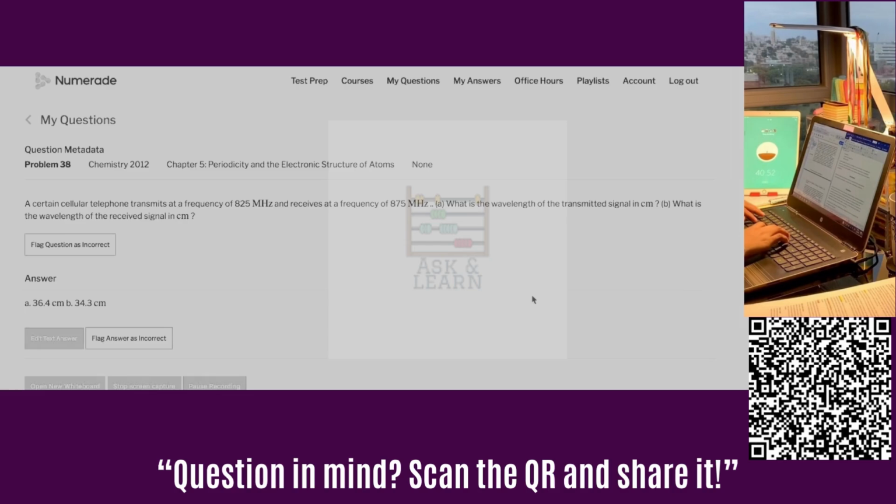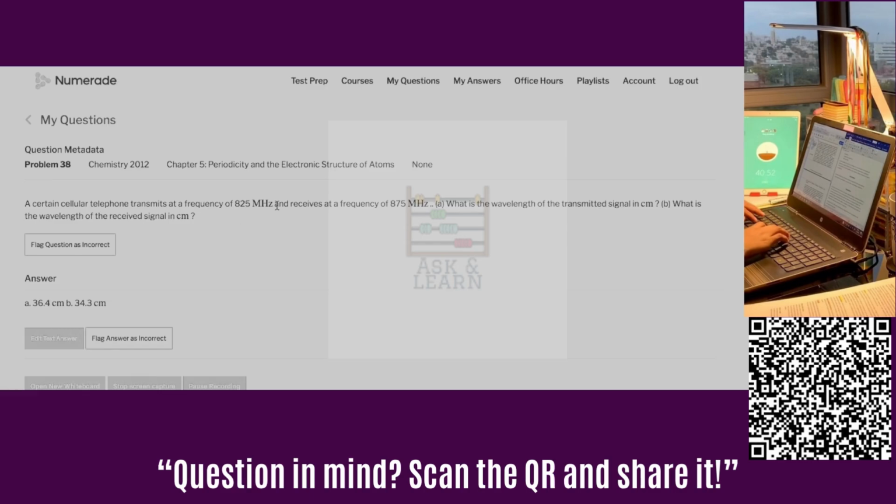Alright, so let's get started. For this question, we are given frequency. A cellular telephone has 825 megahertz and receives at 875 megahertz. So it's a little bit different megahertz. What is the wavelength of the transmission signal and what is the wavelength of the receiving signal? Either way, we're converting frequency into wavelengths.